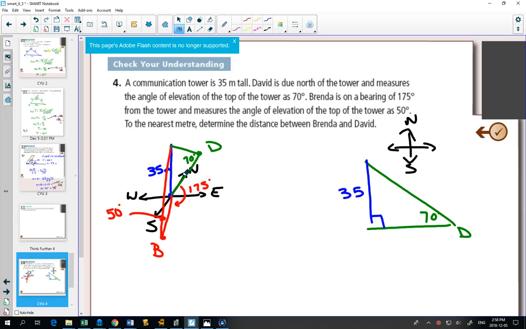Okay. So again, I could redraw the red and the blue off to the side. We've got our tower. Oops, I'll draw it with blue. We've got our tower that's 35 meters tall. We've got Brenda over here. Angle of elevation 50 degrees. This is a 90 degree.